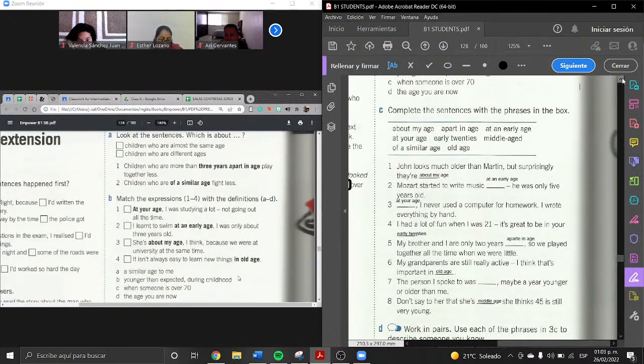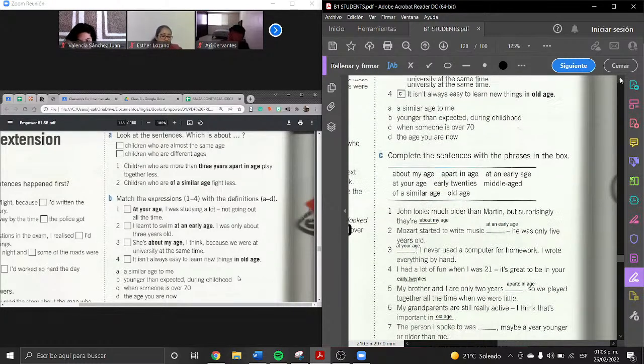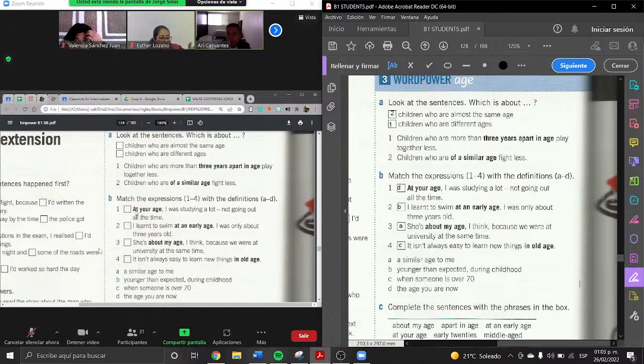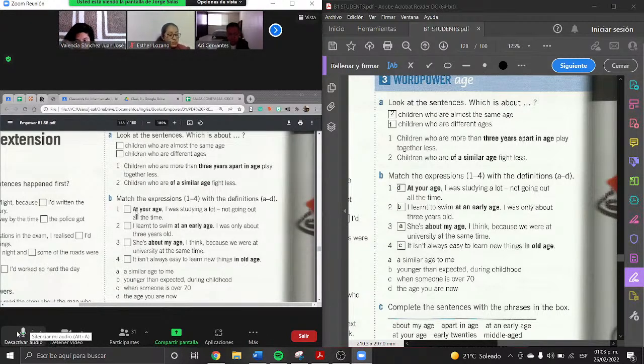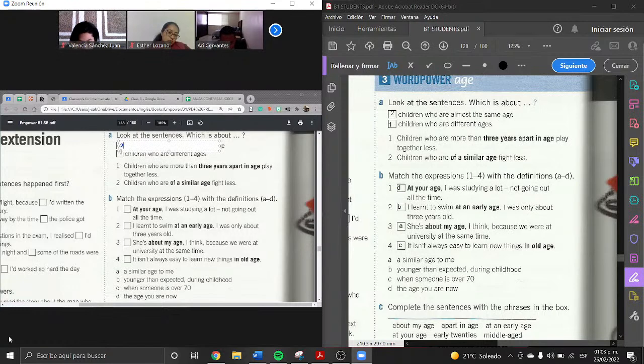Age. What sentence is an example of children who are almost the same age? Number 1 or number 2? Number 2. Okay, number 2 right here, and therefore, the next one will be number 1.